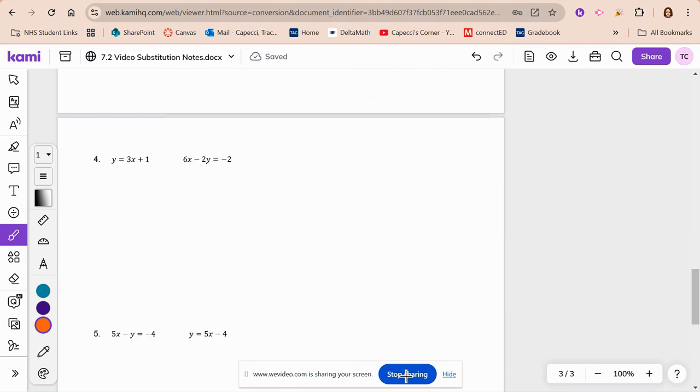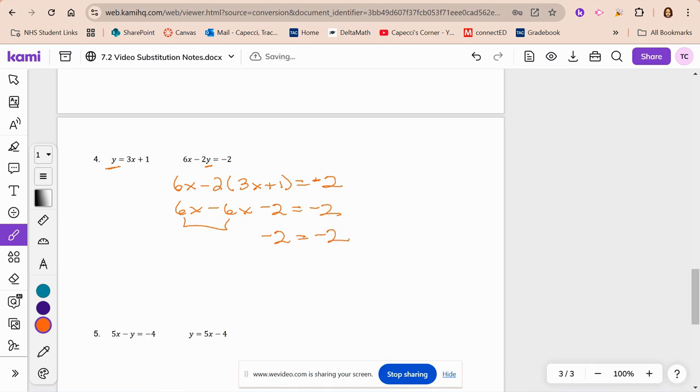Okay, and looking at our next equation, we already have y by itself, so I'm going to substitute that into the other equation. So that gives me 6x minus, so now I have 2 times, now I'll substitute what I have in for y, (3x plus 1) is equal to negative 2. So it gives me 6x, now I'm going to distribute that negative 2. I get negative 6x minus 2 is equal to negative 2. I combine my terms, and I have negative 2 is equal to negative 2.